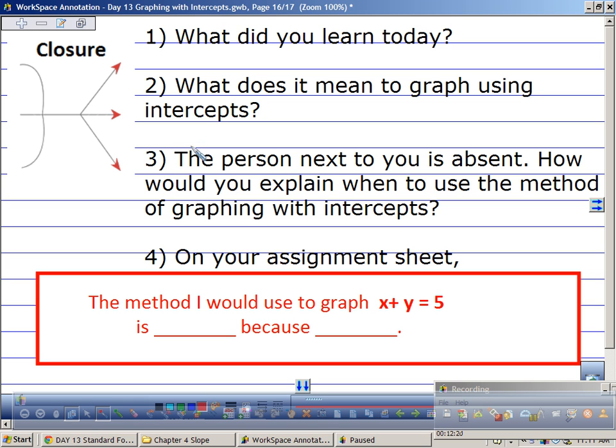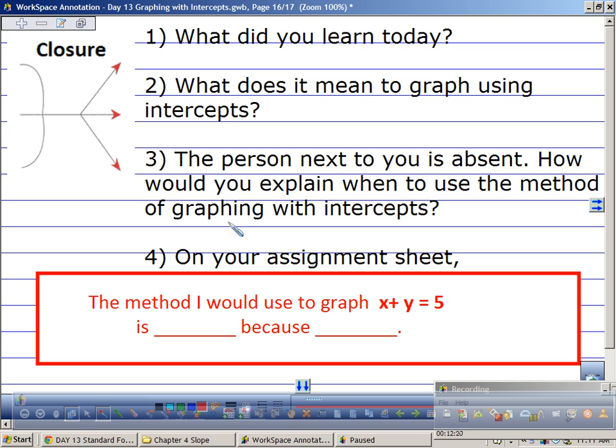When we were covering it up, we were finding when x was 0, right? And then what did we find, Erin? We found when x was 0, and then we found when y was 0, right? The person next to you is absent. How would you explain when to use the method of graphing with intercepts?